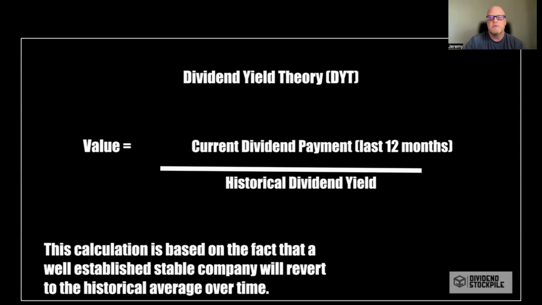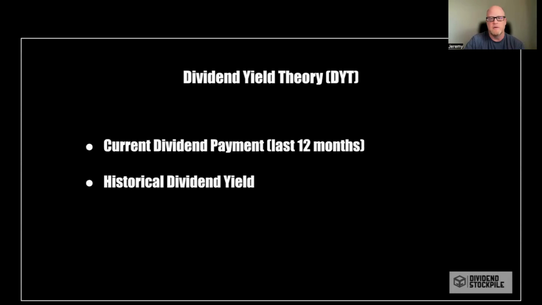Okay, moving on to the third valuation method, it's dividend yield theory. This calculation is based on the fact that a well-established, stable company will revert to the historical average over time. So the calculation itself is relatively easy. You take the current dividend payment over the last 12 months, so just add up each of the quarterly or monthly payments, and divide it by the historical dividend yield. And you can find that on pretty much any financial website like Yahoo Finance or Seeking Alpha or any of the other ones.